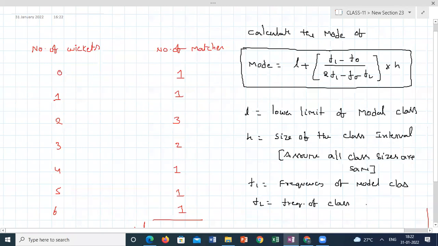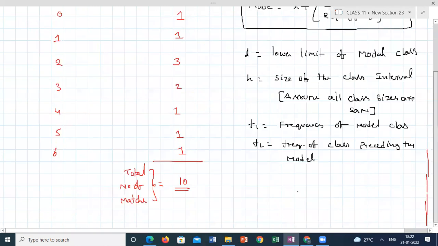preceding the modal class. Preceding, succeeding, you know what is the meaning. F naught is the preceding modal class frequency. F2 is the succeeding modal class frequency. I will tell you what all these things are. Now, these are all 5 parameters.